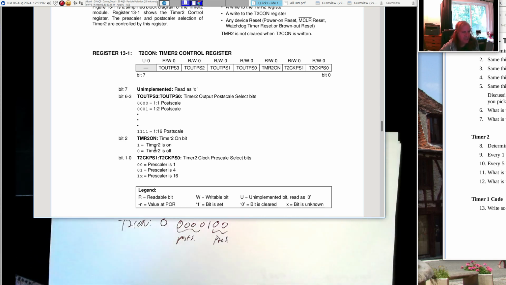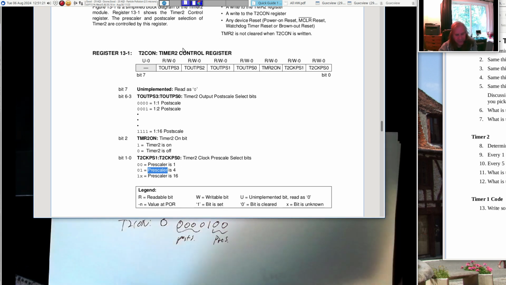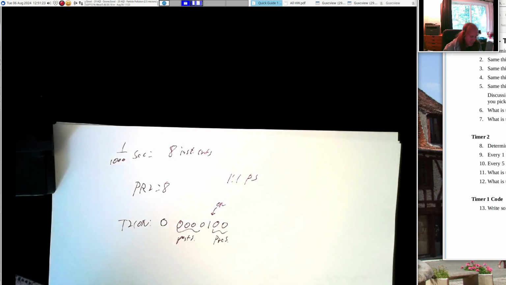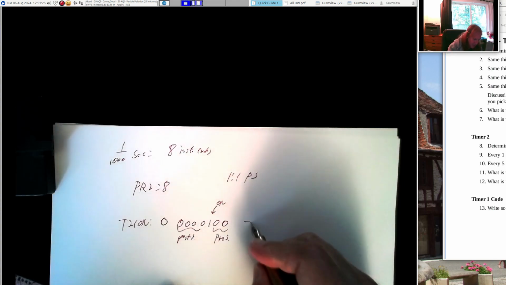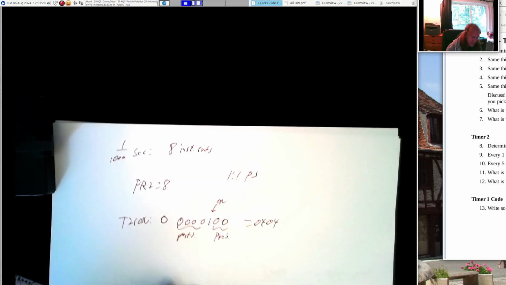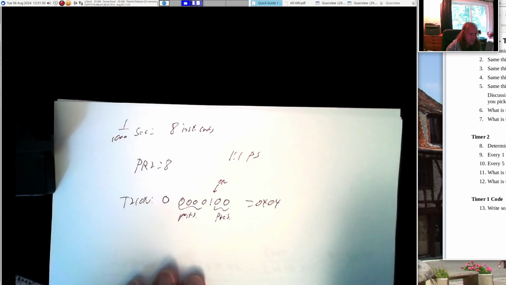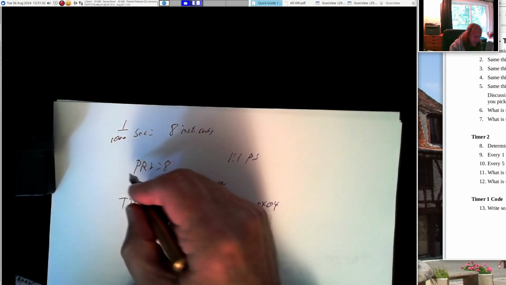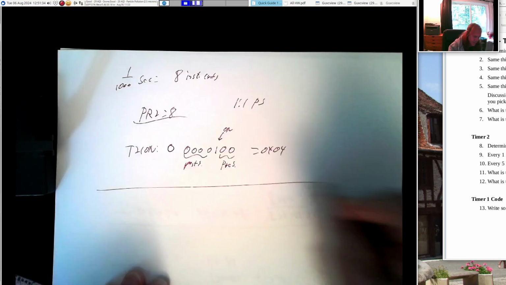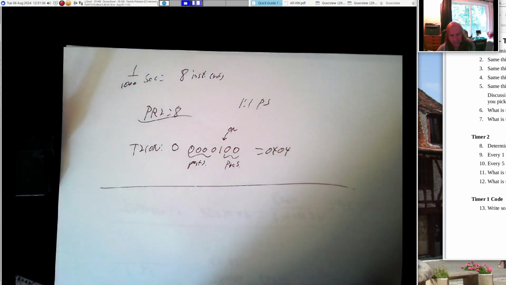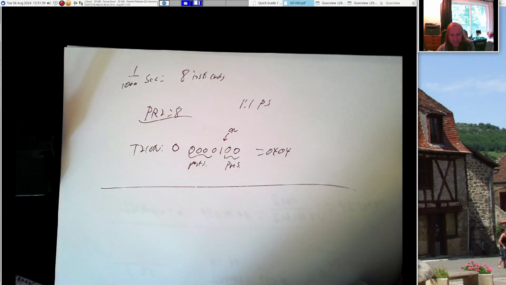The effect of the pre-scaler and post-scaler, remember, is we just multiply them. So if this is 1 to 2 and this is 1 to 4, the effect is a 1 to 8 pre-scaler. All right, so for 1/1000th of a second, we could set T2CON equal to hex 4, which just turns it on, has no pre-scaler or post-scaler, and we could set PR2 equal to 8. And so it's the same process for these other questions.